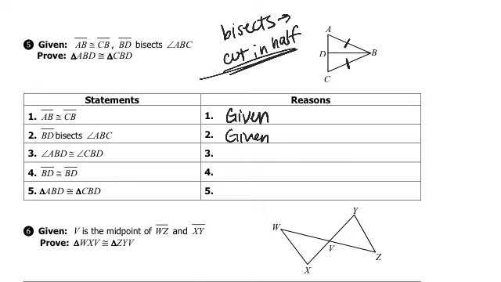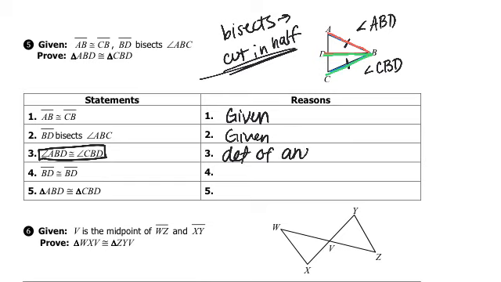So if I look, the angle that it's cutting in half is ABC. Okay, ABC is the angle. Well, the two angles it makes are ABD and CBD. So I said angle ABD and angle CBD. And now those are congruent since we bisected. Well, look, that's what it says. Okay, so by the definition of an angle bisector, those two are congruent.